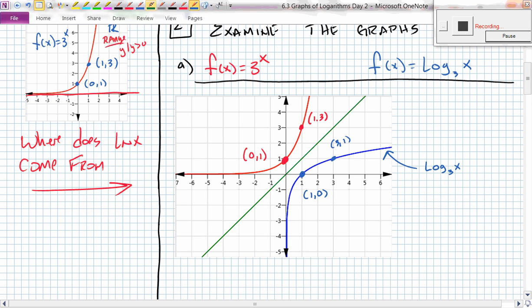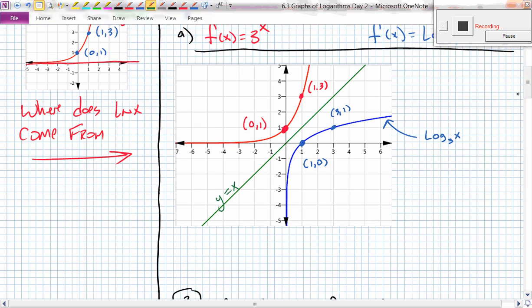And what's the significance of my green line here? Yeah, go ahead. That's right. It's reflected over that line. Okay. Now I want to go a little bit deeper with this concept here.